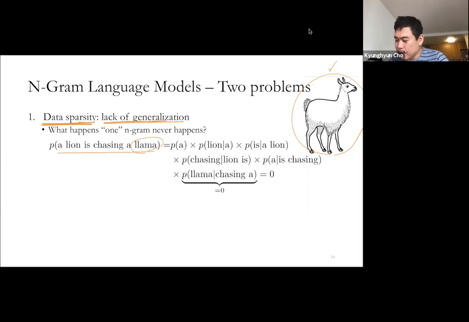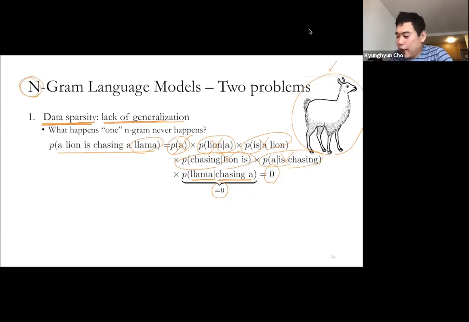What it means is that if I build a language model, there is a chance that the probability of llama following chasing a is zero, or that the count is going to be zero. And then however likely a is, however likely lion is to follow a, however likely chasing is following lion, however likely a is following chasing, it really doesn't matter. We don't care, because one of these n-gram probabilities turned out to be zero. Thereby, the probability of the entire sentence is zero. And that's not that great, right? This is because of data sparsity. If you think about it, there are an exponential number of n-grams with respect to n.